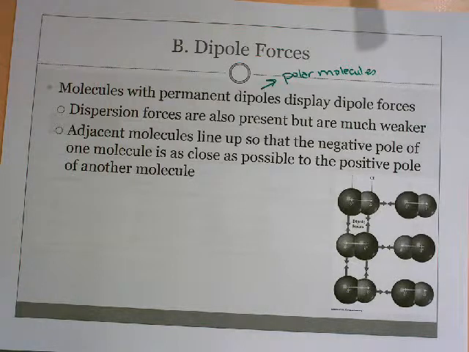And we line up our dipole forces, right, so the opposite poles line up like magnets. So adjacent molecules line up so that you have the negative and the positive in close contact so that they are able to kind of even out that inequality.